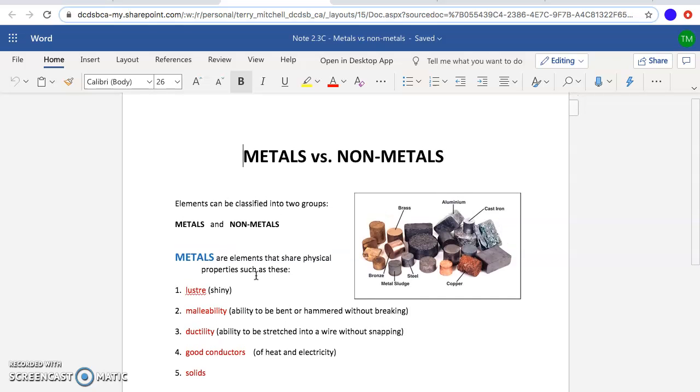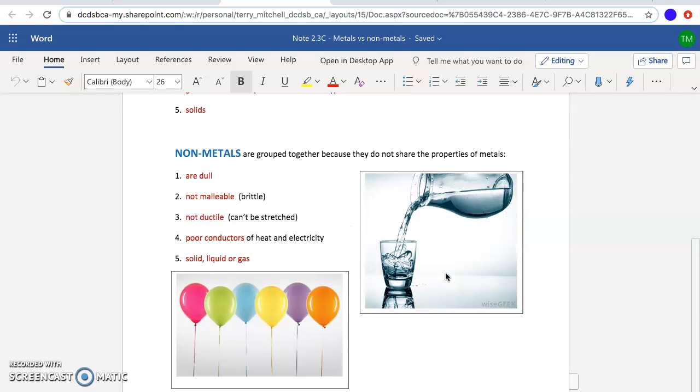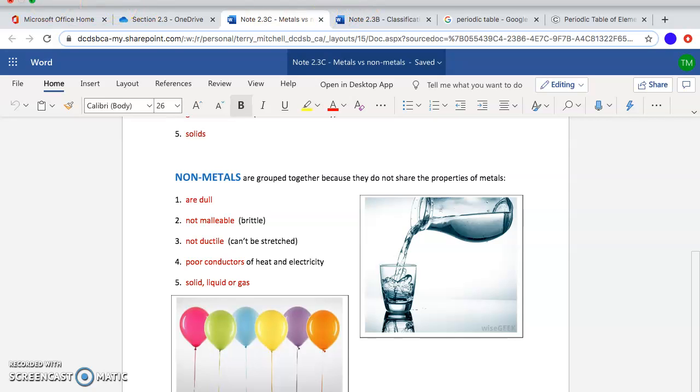So those are our metals: shiny, solid, malleable, ductile, and great conductors of heat or electricity. And non-metals, these are things that are dull, not malleable, not ductile, poor conductors, and they can be found in all three states at room temperature.